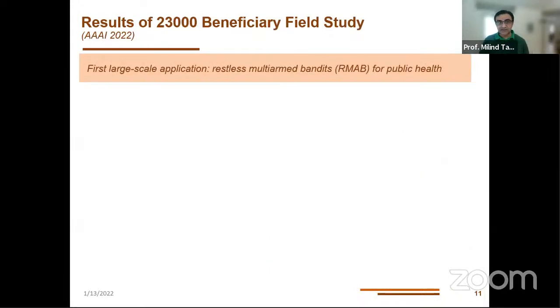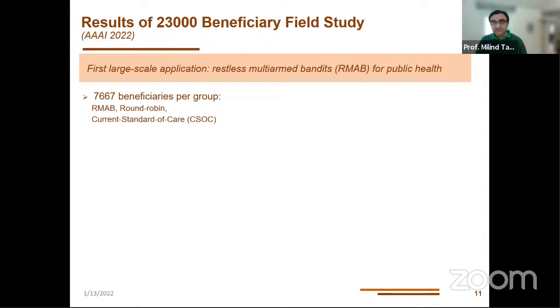We've recently conducted a study with 23,000 beneficiaries, as far as we know the first large-scale application of Restless Bandits for public health. This is published in AAAI 2022, which will be presented in February. We have 3 groups in this field study: a Restless Bandit group, a round-robin group, and a current standard of care group. There are 6,667 beneficiaries in each of these 3 groups. We pulled 225 arms per week for 7 weeks in each of these 3 groups.